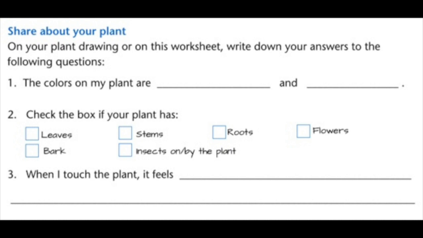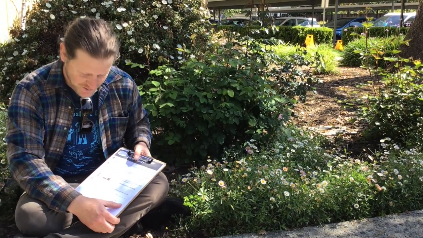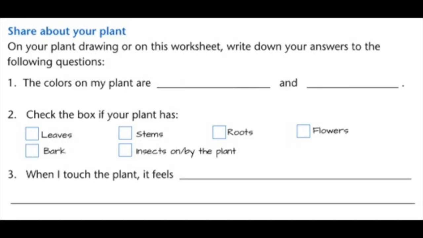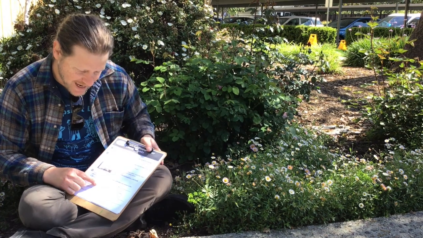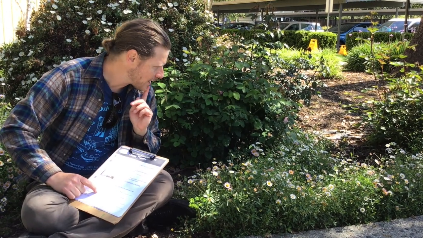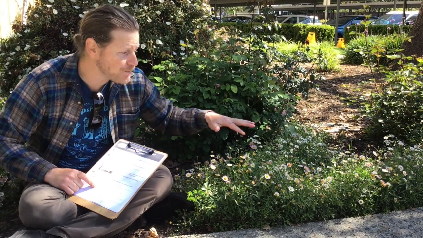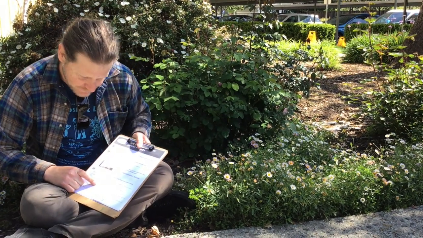There are some questions. The colors on my plant are blank and blank. I'm definitely seeing some kind of pink color and definitely green, so maybe I would write those ones down. Does my plant have leaves? Yes. Does it have bark? I don't see bark. That's mostly for trees. Stems? Oh, lots of stems. Do I see any insects on the plant? I see a tiny spider web, actually, so that makes me think that there are bugs using this as habitat.